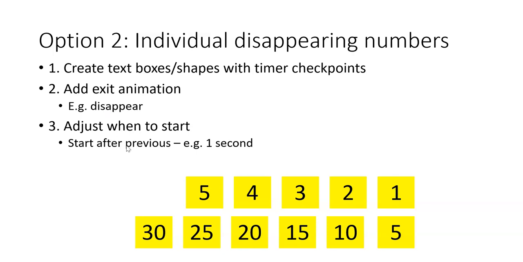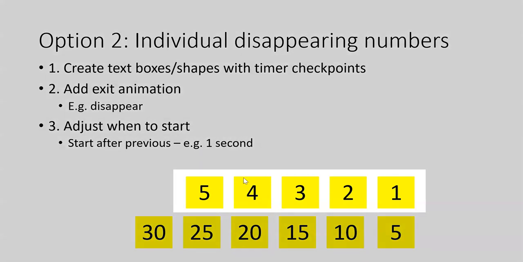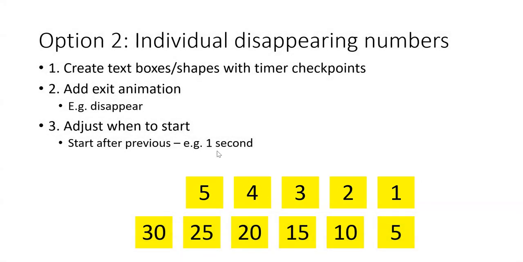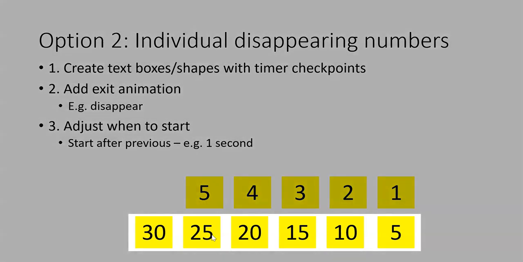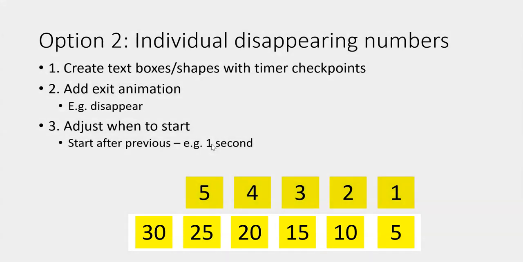And this is the most important part. You have to make sure that you select Start After Previous so that each subsequent text box will disappear after the desired interval. For example, in this 5-second timer, I want to select a 1-second interval to start disappearing after the previous text box. For this one, because the intervals are at 5 seconds, I will select my interval to be 5 seconds to start after the previous.